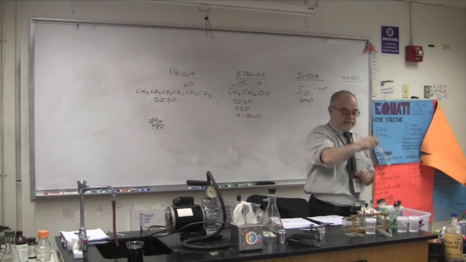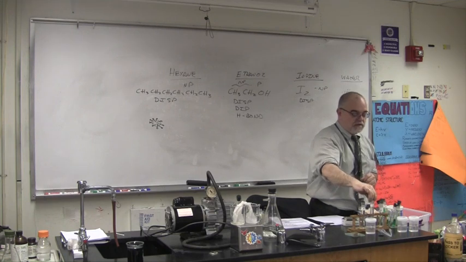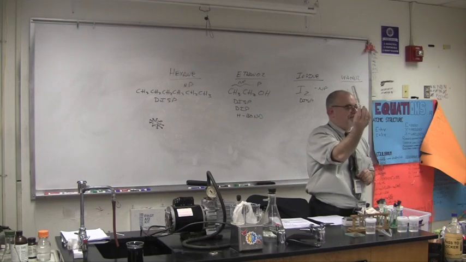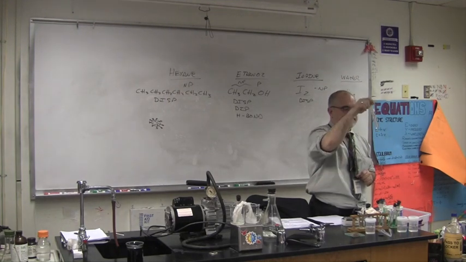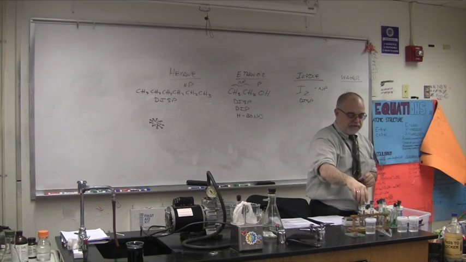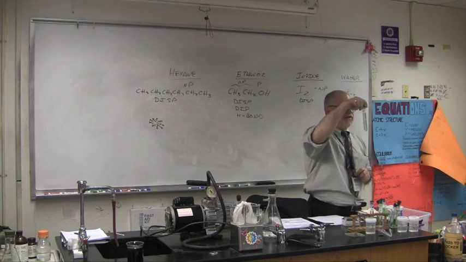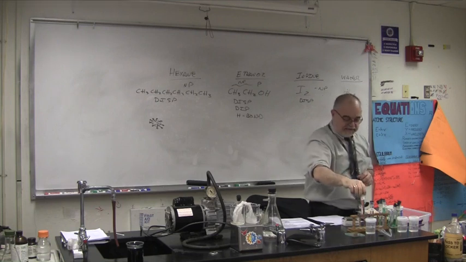And then 3 is Y. No, wait. 2 is Y? No, Y was the fastest, so 3 is Y. This had the lowest viscosity, so this is 3. The highest viscosity is Z, so it was a 1. Sorry. And then 2 was X, the middle one. All right, so that's an easy test.